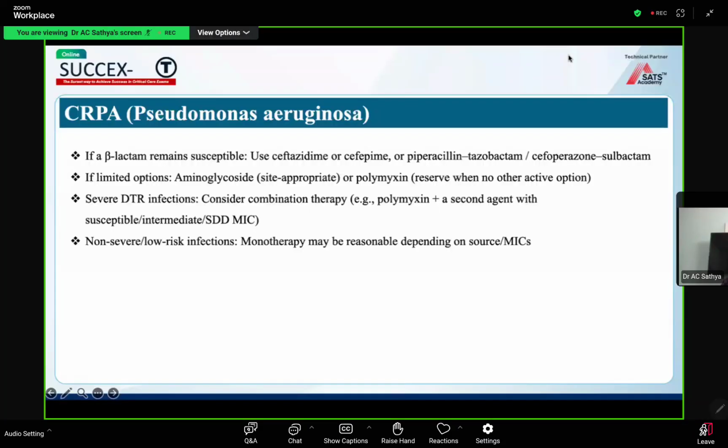Carbapenem resistant Pseudomonas aeruginosa. If beta-lactam is susceptible, you can try that, but it's not a viable option. There are limited options like aminoglycosides or polymyxin. Polymyxin you can always reserve when you have no other active option. So for severe, difficult to treat infections, always consider combination therapy of a polymyxin along with another sensitive antibiotic. Monotherapy can be used depending on MICs.